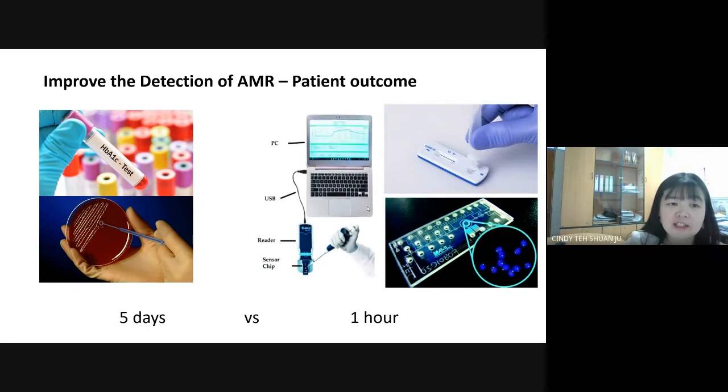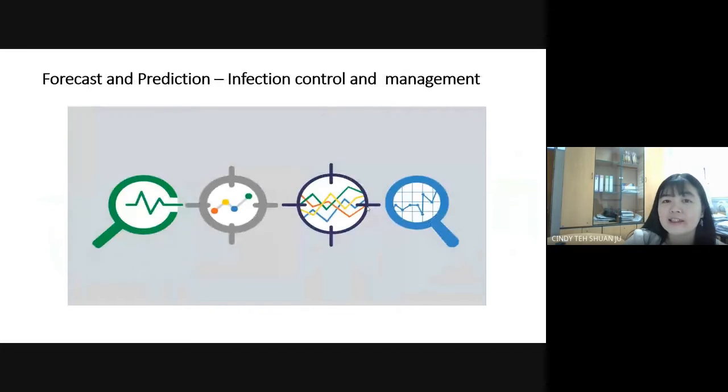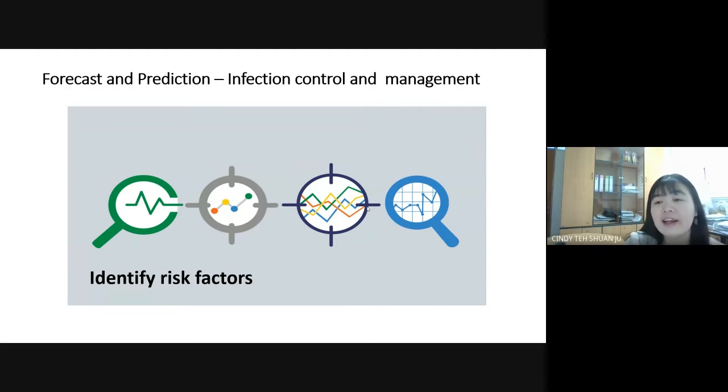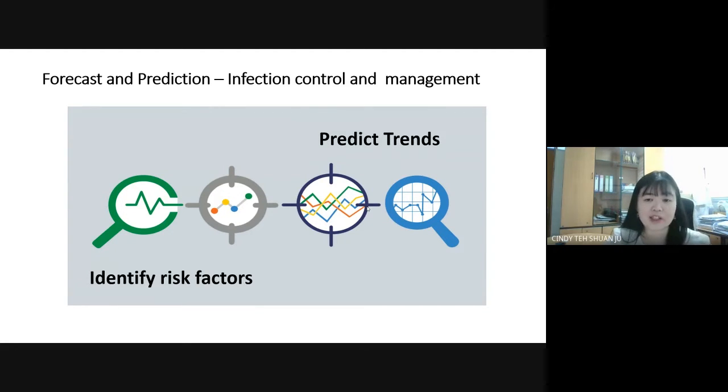The traditional detection usually takes 5 days, but when we work with this newer technology, we can shorten the detection time to less than 1 hour, right? Then when we work with the ICT, work with the computer science, we can identify the risk factors. This is also mathematics, right? Then we can also predict the trends. We can know whether some organisms are emerging, whether any disease is coming soon.